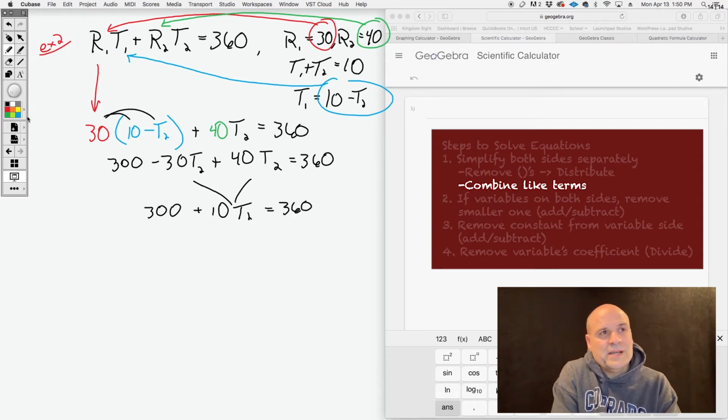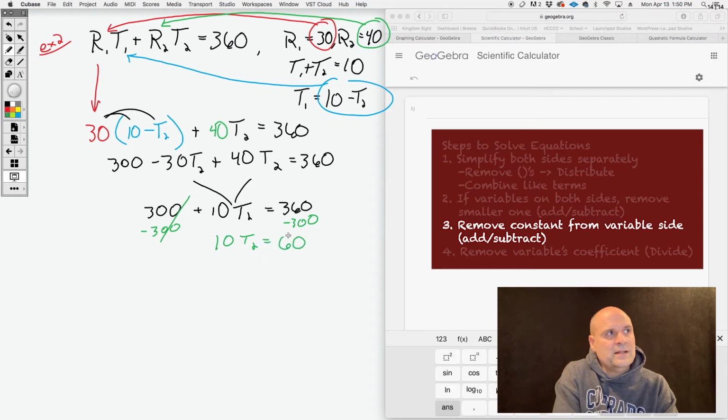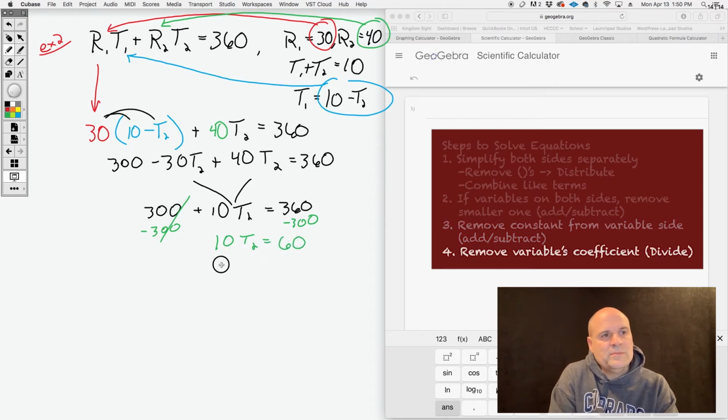Next step to solving equations, if you have variables on both sides, get rid of one. You don't. So go to step 3, which is get rid of constant on the variable side. So we're going to get rid of this 300. So 10t2 equals 60. Last step, divide by variable's coefficient.